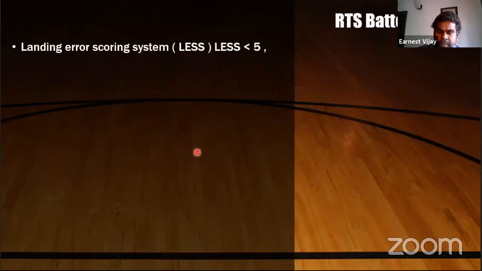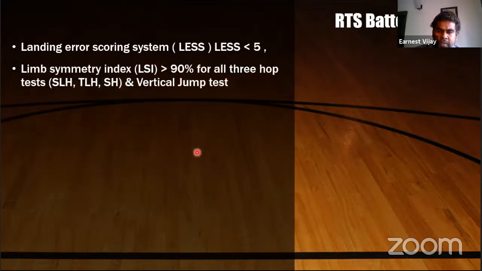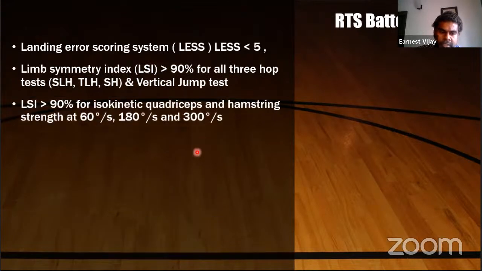So talking about the most important thing, the RTS battery that we spoke about. Yes, all the assessments you did earlier are typically done by any sports physiotherapist when they are with the team. So when you're dealing with somebody with an ACL reconstruction or coming out of a surgery, you have to make sure all these criteria are satisfied.